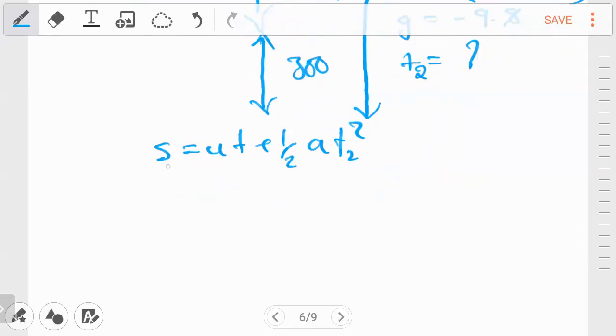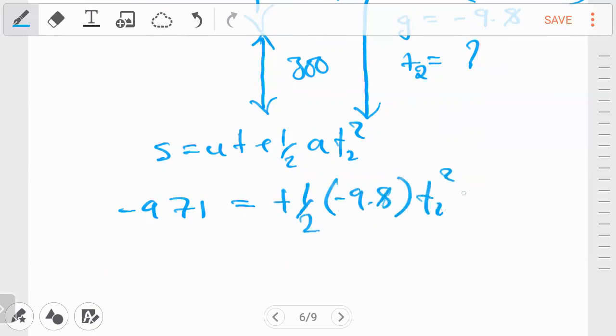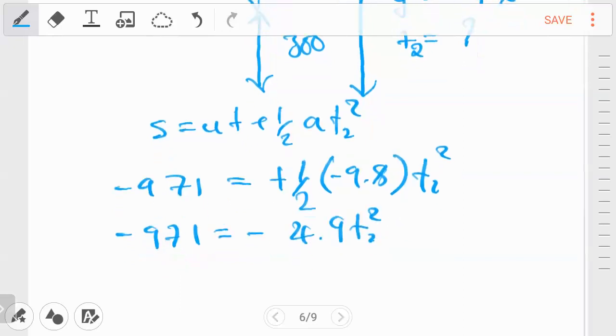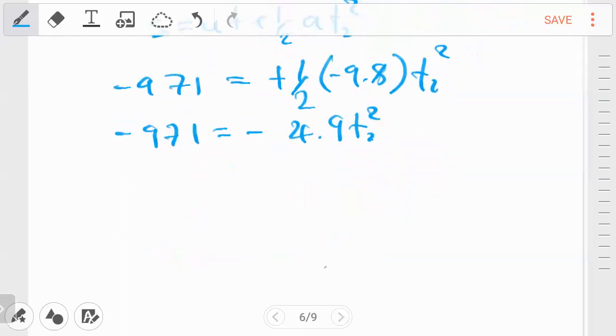So the full displacement, when you add the 300 and the 671, what you get is negative 971 equals the initial velocity, which is 0, multiplied by the time, to give 0, plus 1 over 2 times negative 9.8, and then that's T2 squared. So half of 9.8, you get negative 971 equal to negative 4.9 T2 squared.